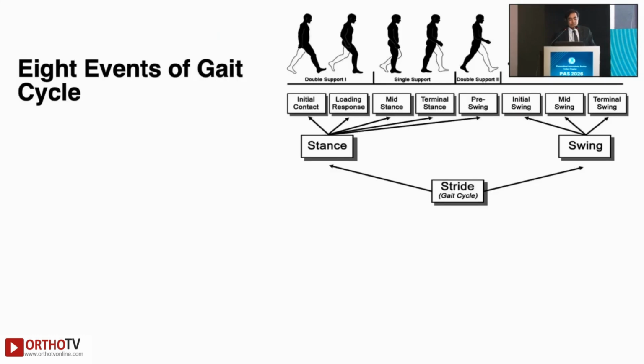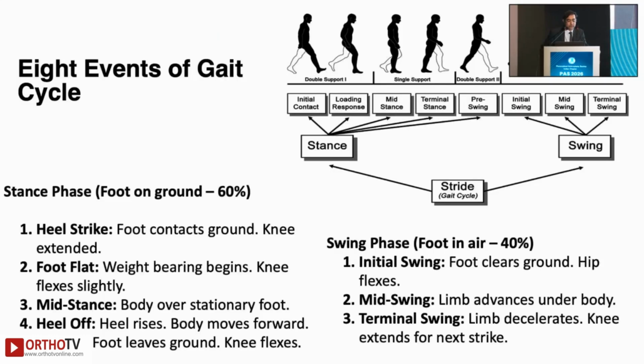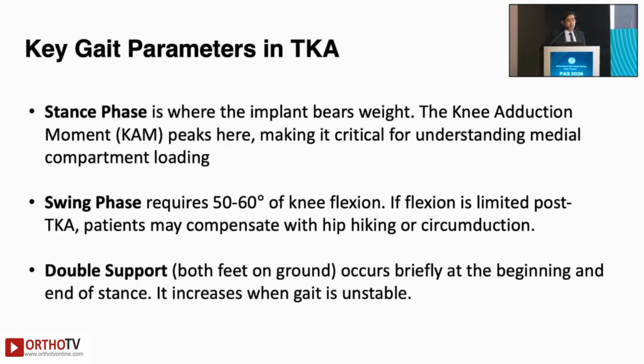Yeah. So the gait has two phases: the stance phase and the swing phase. The stance phase has heel strike, foot flat, and mid stance, and the swing phase is around 40% and has the initial swing, mid swing, and terminal swing. The key gait parameters in total knee: the stance phase is where the implant bears weight, and there comes the action of the knee adduction moment, which peaks here, making it critical for understanding medial compartment loading. In the swing phase, you have to have around 50 to 60 degrees of knee flexion. If the flexion is limited post TKR, these patients may compensate with some sort of circumduction and may not be happy. Double support occurs briefly at the beginning and at the end of the stance.